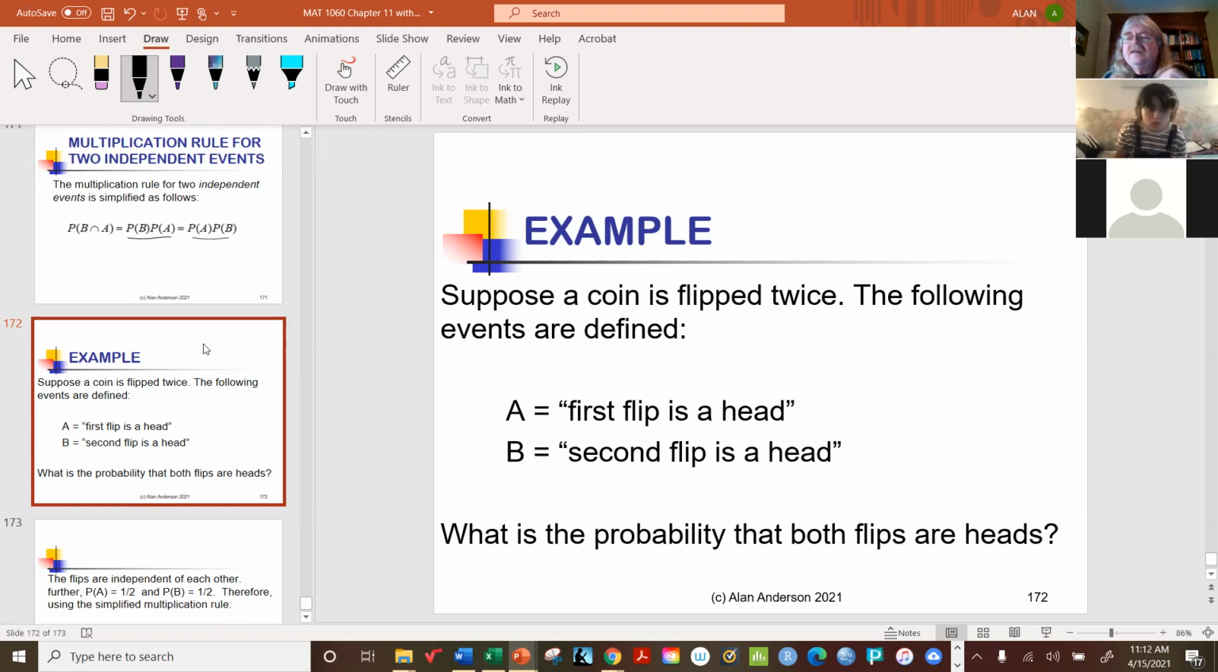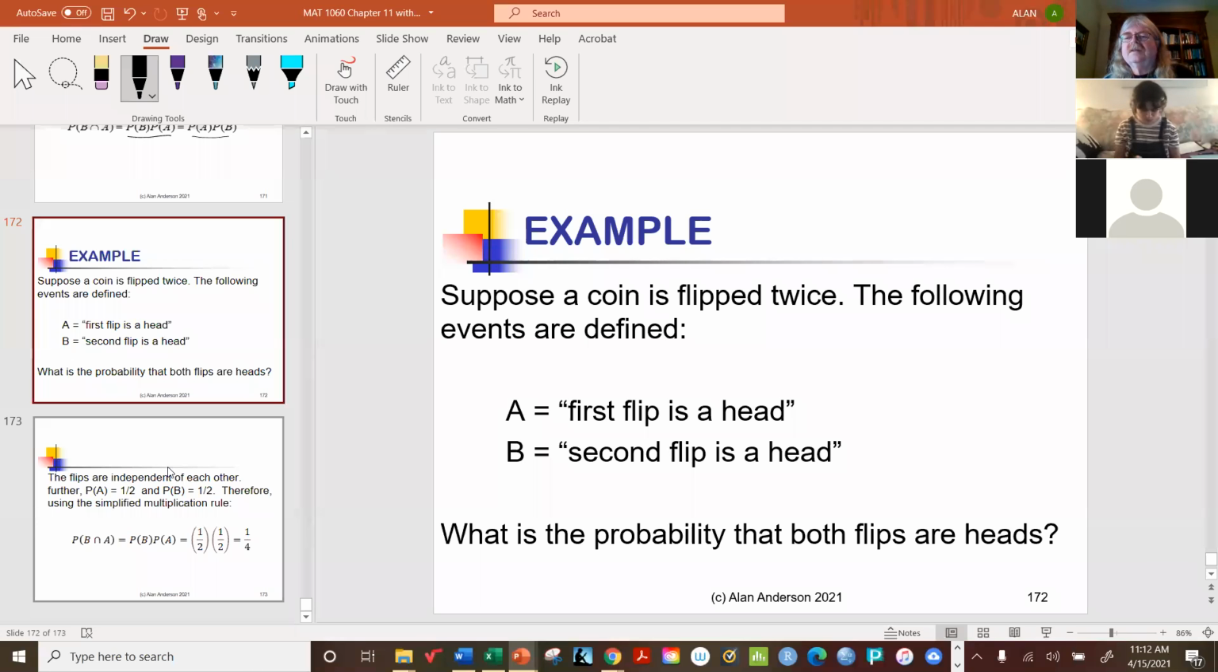No. Every time I flip the coin, I'm starting all over again. The probability of getting a head is always 1/2. So what I want to know is the probability that they're both heads. This is clearly a joint probability, but I want to use the simplified version of the probability multiplication rule because they're clearly independent of each other.